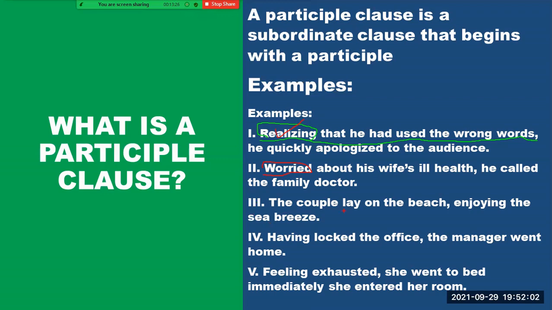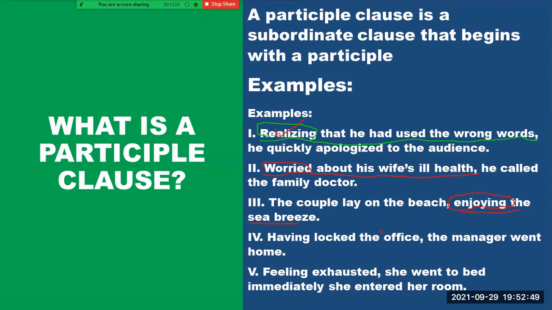Next, we have: the couple lay on the beach enjoying the sea breeze. The participle clause is enjoying the sea breeze. Don't forget the other one, worried about his wife's ill health. That's the participle clause, and it begins with the participle worried, which is a past participle. The couple lay on the beach enjoying the sea breeze. Enjoying the sea breeze is the participle clause in this sentence, and it begins with the participle enjoying, which is the present participle.